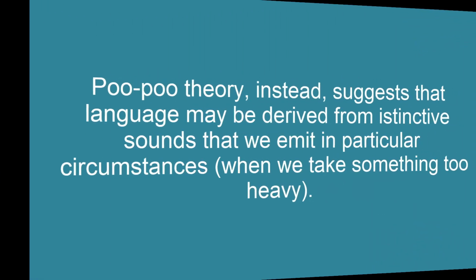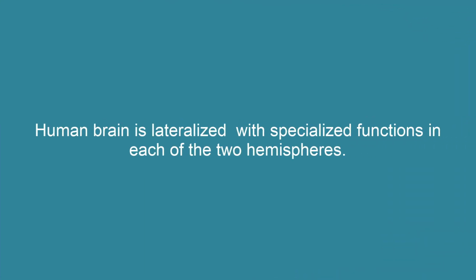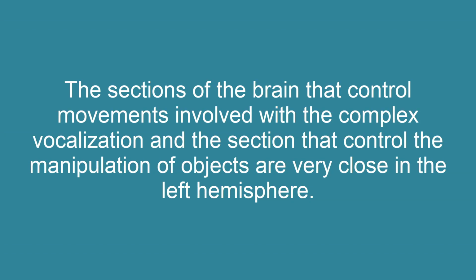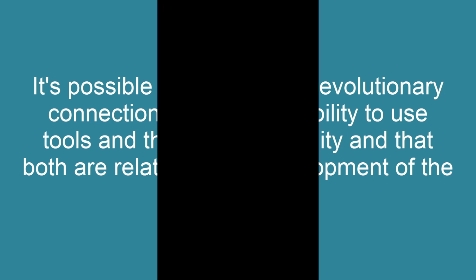The pooh-pooh theory instead suggests that language may be derived from instinctive sounds that we emit in particular circumstances. The human brain is lateralized with specialized functions in each of the two hemispheres. The sections of the brain that control movements involved with complex vocalization and the sections that control the manipulation of objects are very close in the left hemisphere. It is possible that there is an evolutionary connection between the ability to use tools and the language ability, and that both are related to the development of the talking brain.